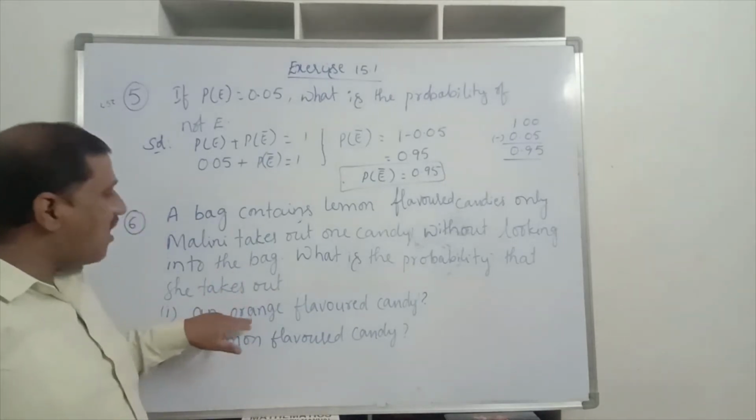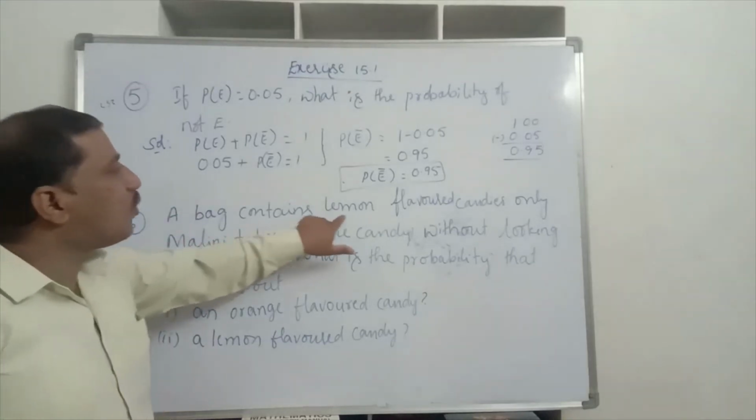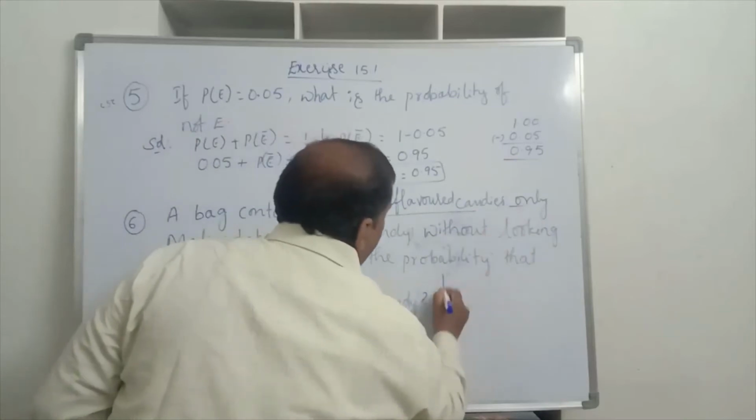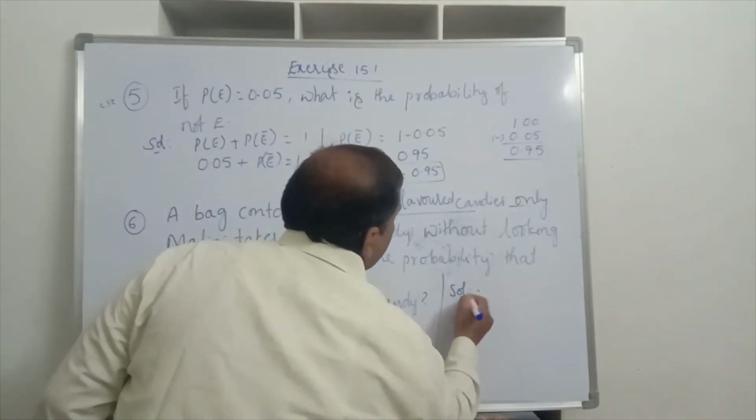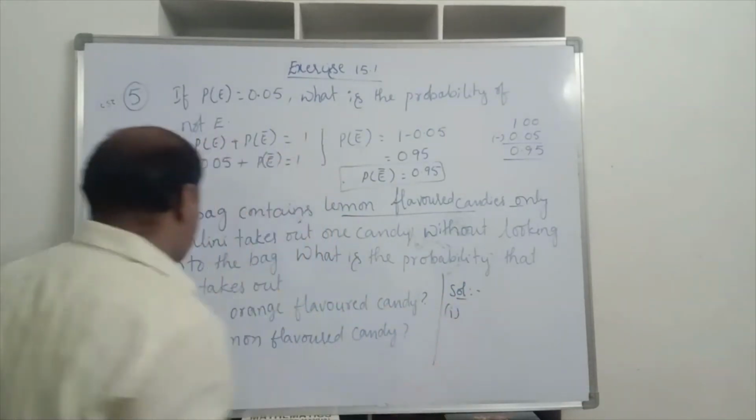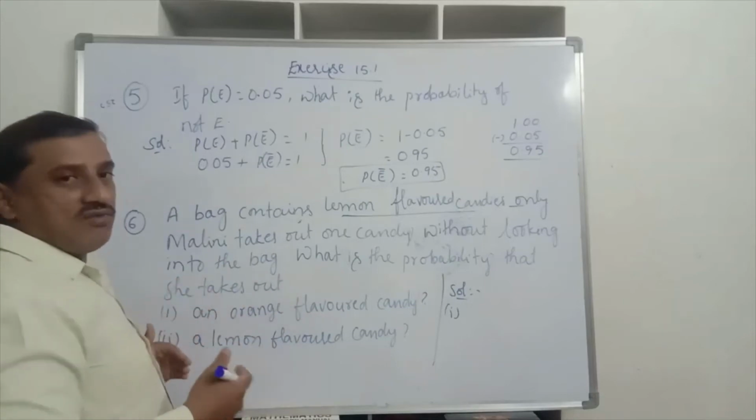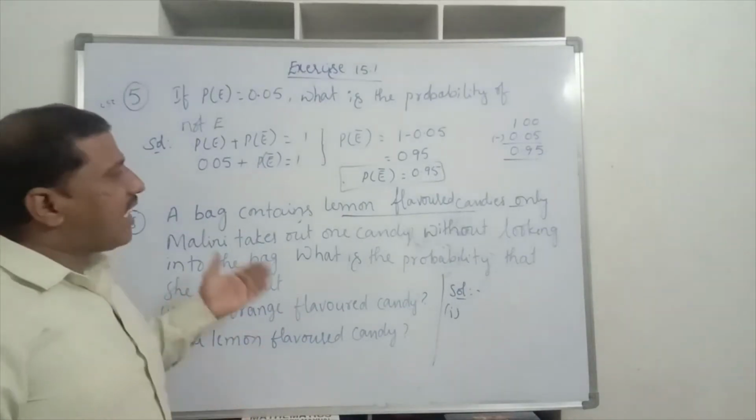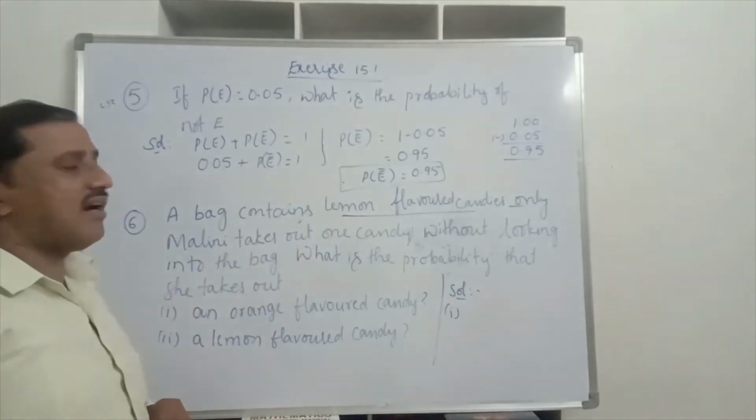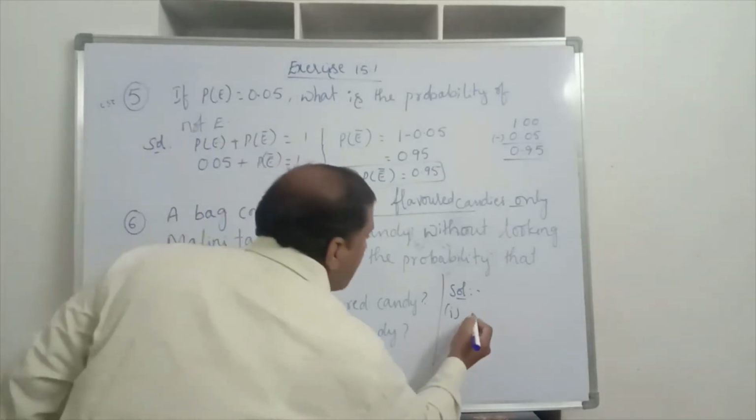Do you find any orange flavored candies in the bag? No. Why? It contains only lemon flavored candies. Therefore, the probability of an orange flavored candy, it is an impossible event. Why? It is not possible, because the bag itself contains only lemon flavored candies. Therefore, the probability of an orange flavored candy is 0.